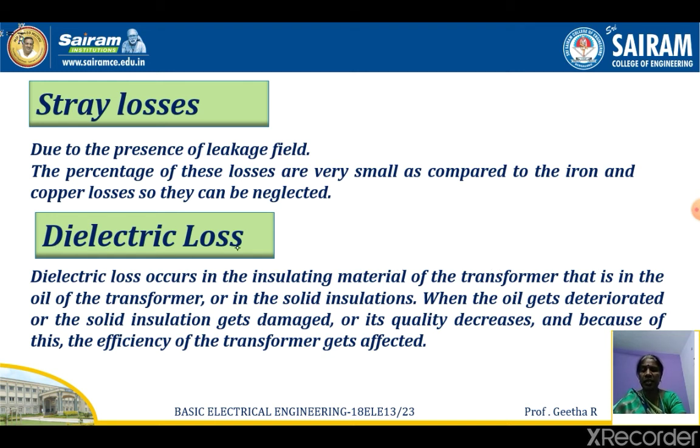Next one is dielectric loss. From the name itself we can say dielectric loss is due to the bad quality of the dielectric material. Dielectric loss occurs in the insulating material of the transformer, that is in the oil of the transformer or in the solid insulations. When the oil gets deteriorated or the solid insulation gets damaged, when the insulating material quality decreases, the efficiency of the transformer gets affected. The losses associated with this are the dielectric loss.